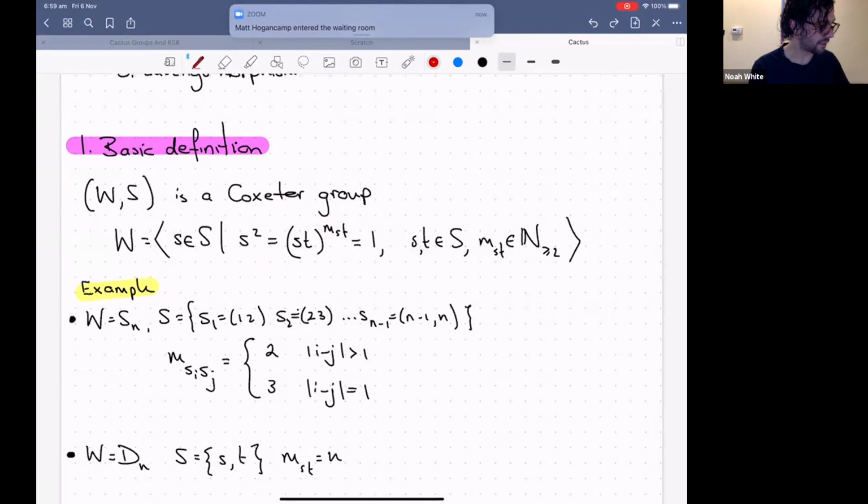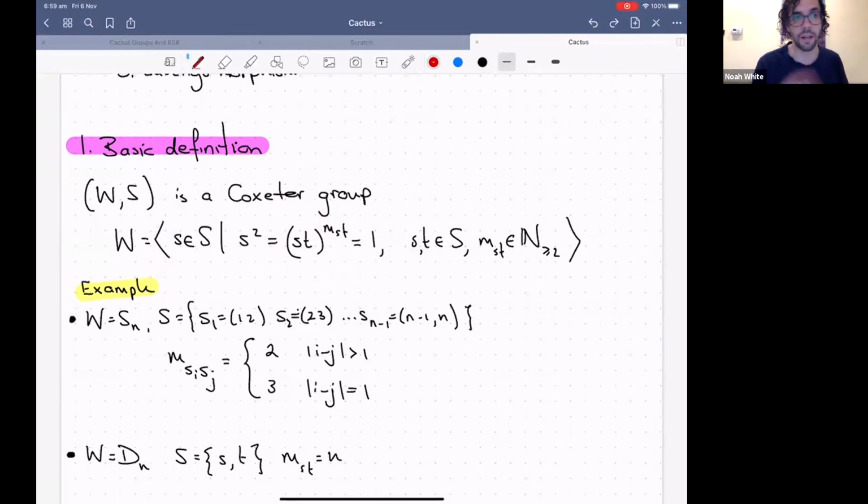The obvious, or standard, examples: the first one is the symmetric group, which is generated by the transpositions of neighboring integers. Here the powers of the products of transpositions are either 2, meaning they commute, or for neighboring ones, the product has order 3. So that would be the braid relation.